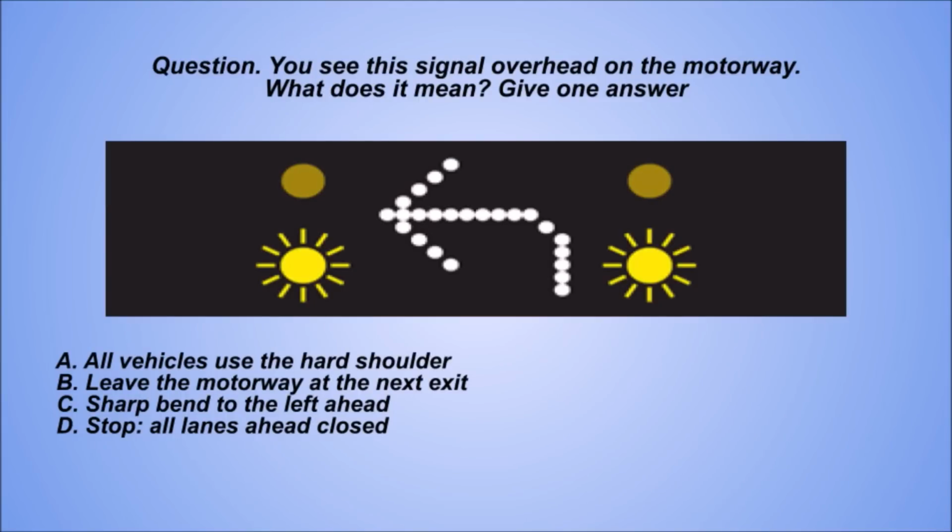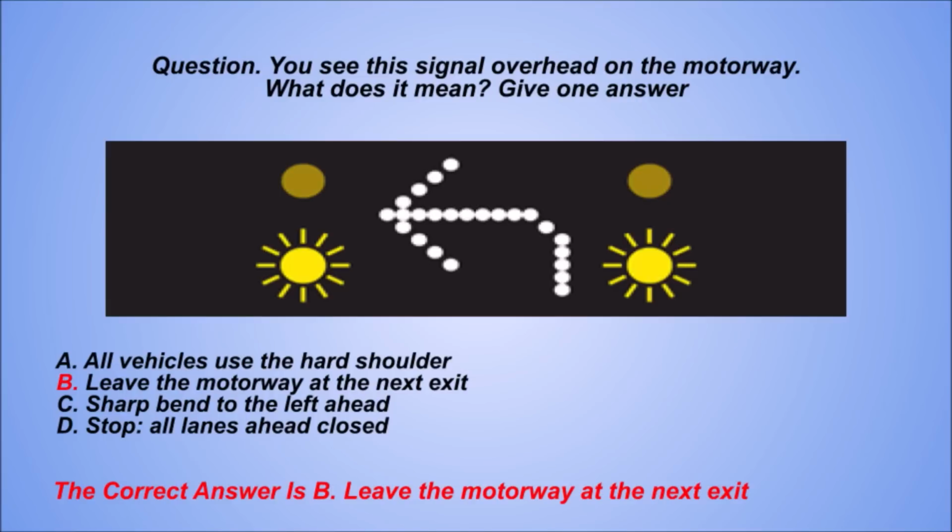Question. You see the signal overhead on the motorway. What does it mean? Give one answer. A. All vehicles use the hard shoulder. B. Leave the motorway at the next exit. C. Sharp bend to the left ahead. D. Stop, all lanes ahead closed.